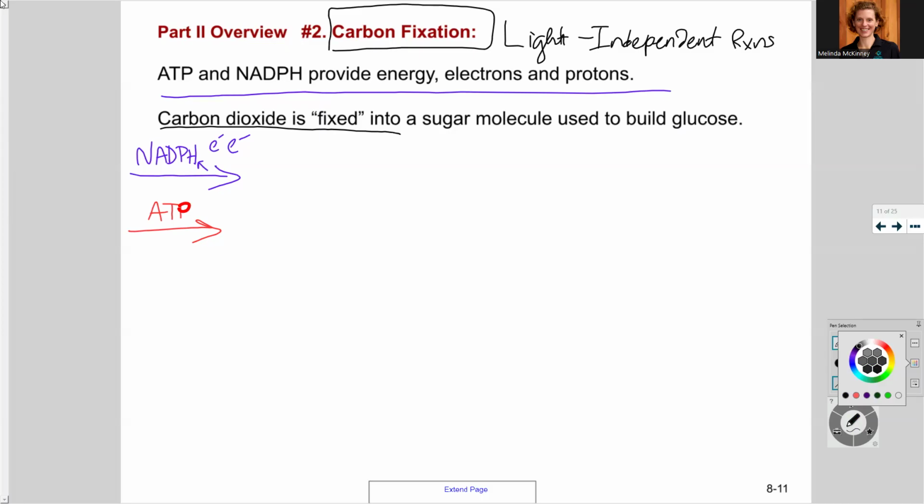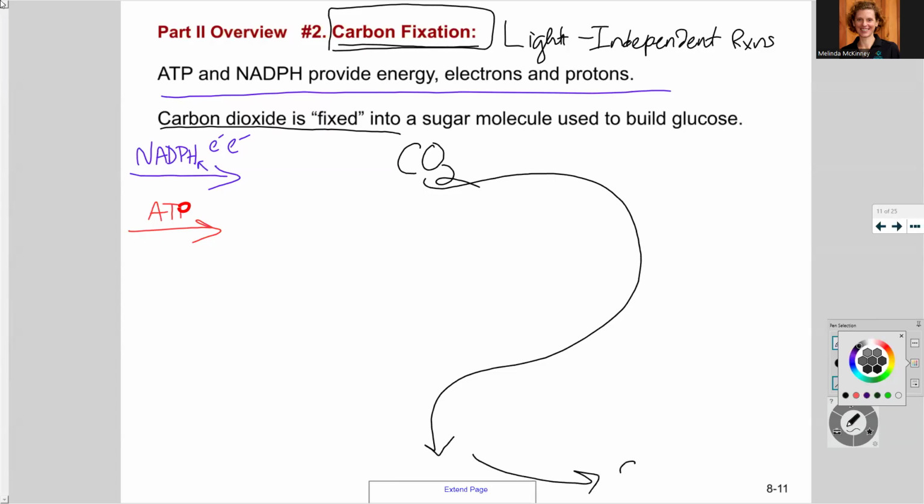And carbon fixation means that we're taking carbon dioxide from the gas form that's found in the atmosphere, and ultimately we're going to make glucose with it. So way down here we're going to make a product called glucose. That's the purpose of photosynthesis. We're going to make C6H12O6 ultimately, right? So carbon fixation is that process.